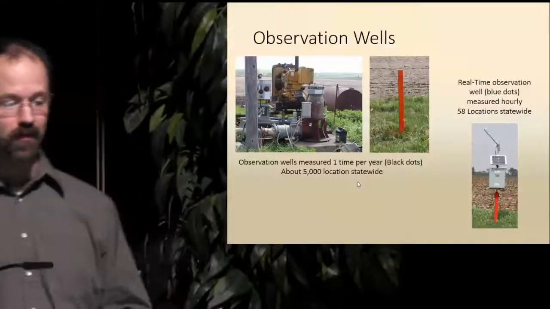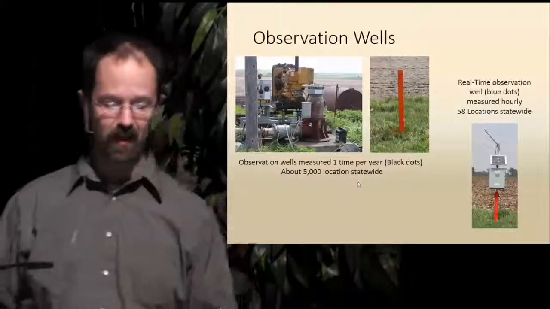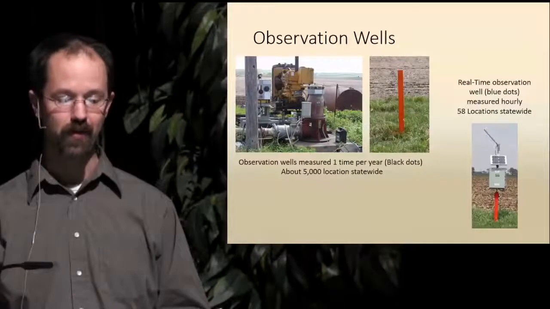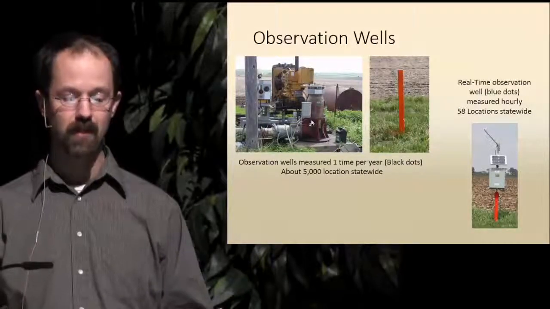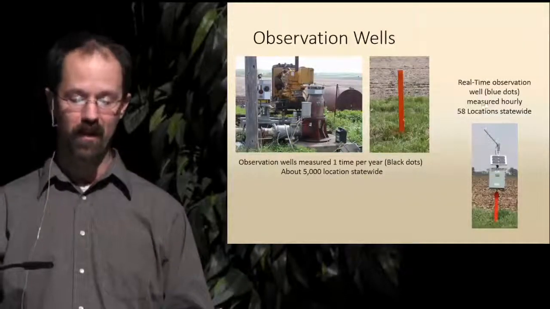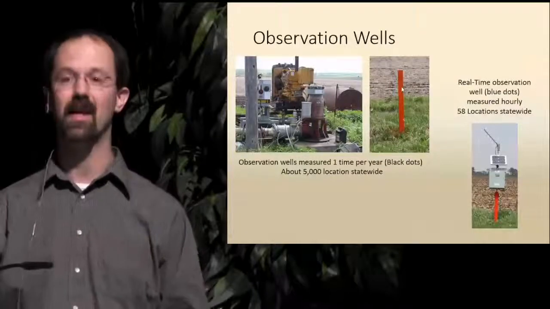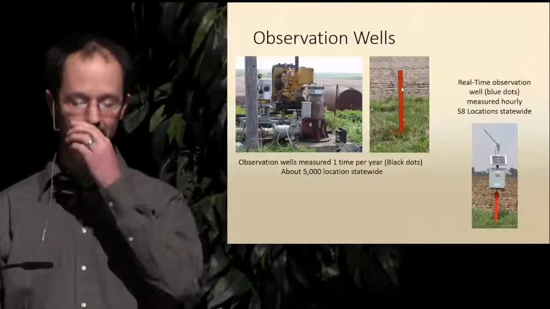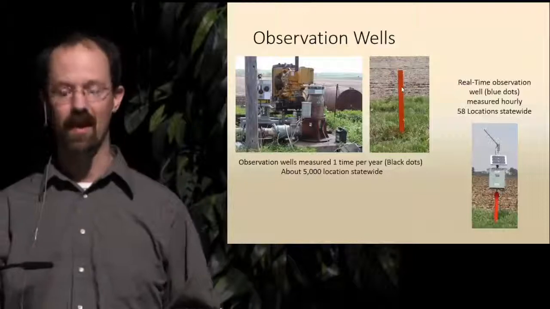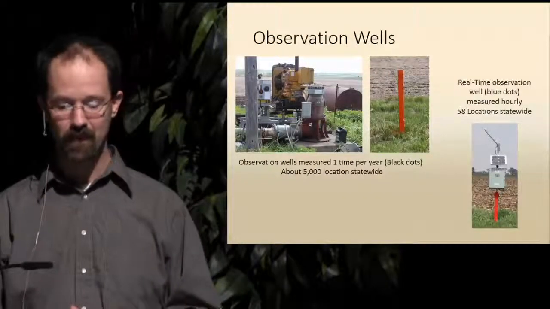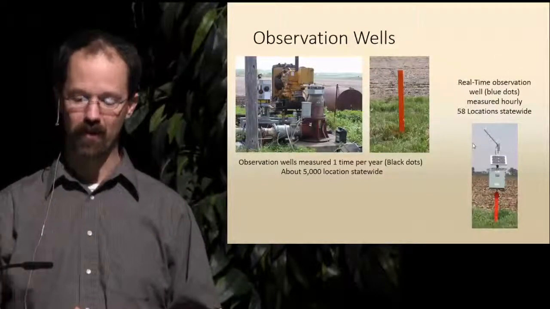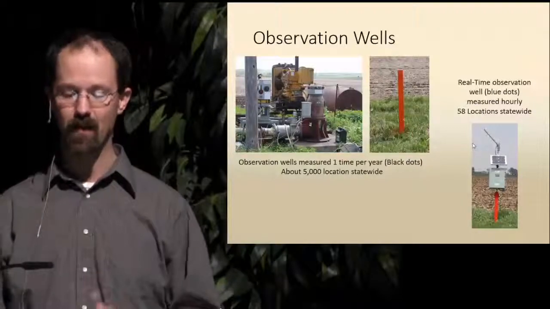This is kind of what we use for observation wells. The majority of our wells are actually old irrigation wells. Sometimes we're lucky enough to have dedicated observation wells. Sometimes it's seen on the side of the road, essentially a pipe sticking out of the ground with a metal cover on it. This is some of our real-time wells.